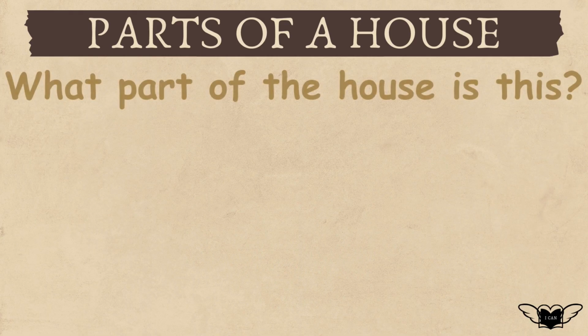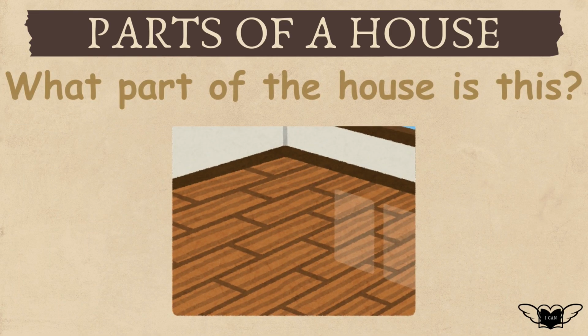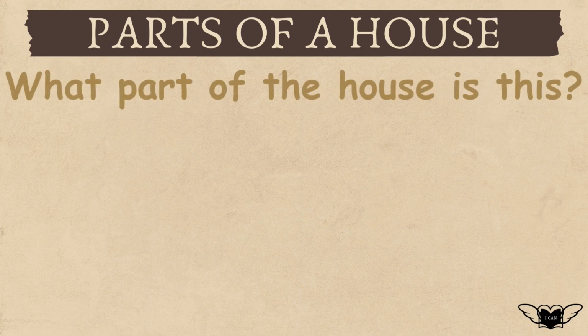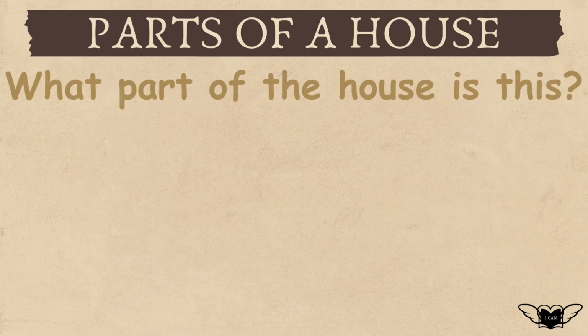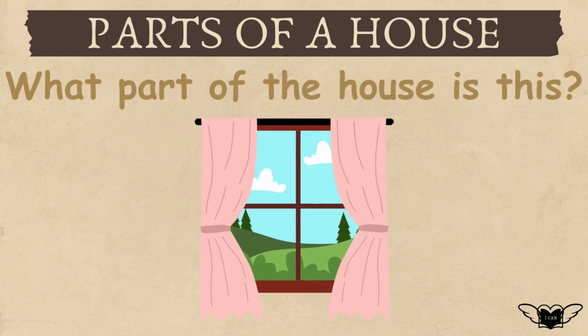What part of the house is this? Floor. What part of the house is this? Roof. What part of the house is this? Window.